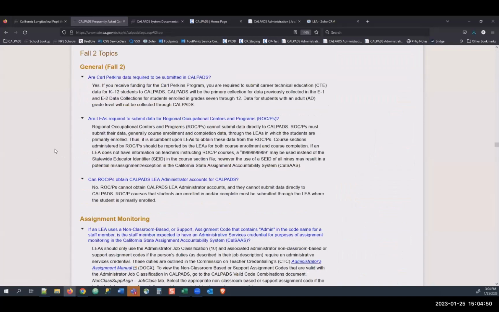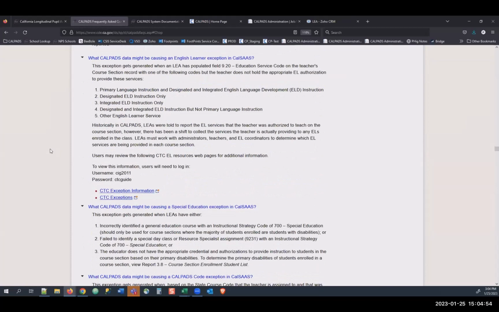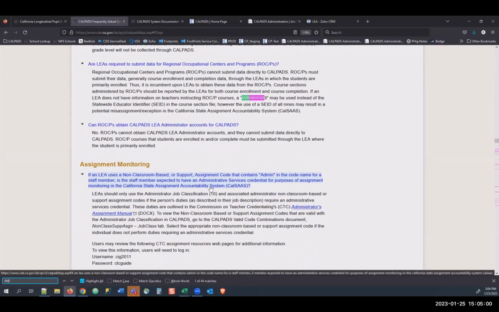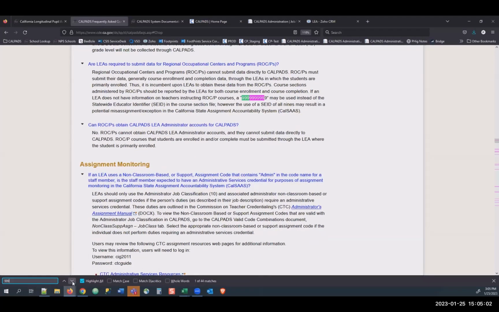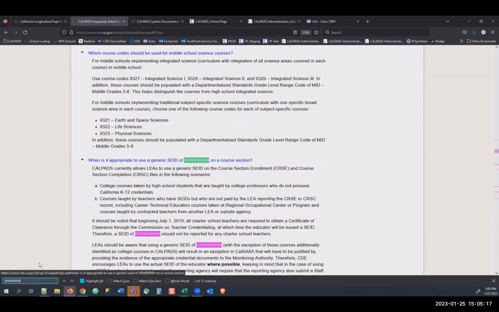Basically, you're going to be using the 10.9 wildcard because the college instructor doesn't have a SEID that you can use. And there it is. You just want to make sure that you appropriately code the courses using the college credit course codes, or if it's a CTE course, the appropriate CTE course code and the non-standard instructional level code.